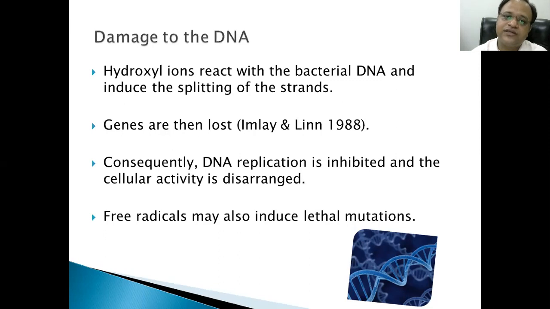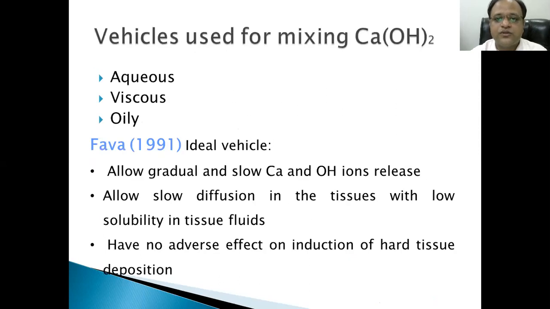Some other gene or some other variant of the bacteria will happen, but not the same type. Also, the DNA replication is inhibited and the cellular activity is deranged. That means a lot of mutation will also happen within the DNA, because of the lethal reactions of the radicals.